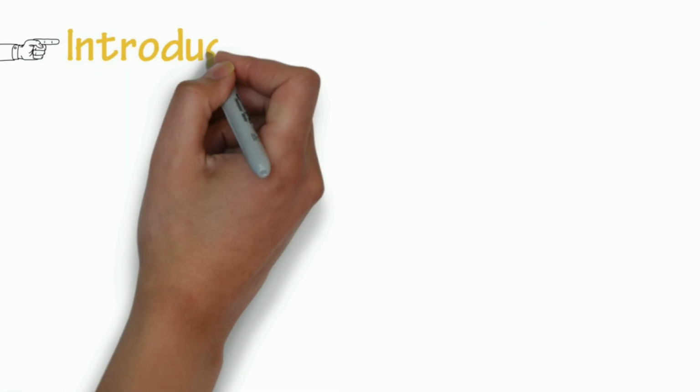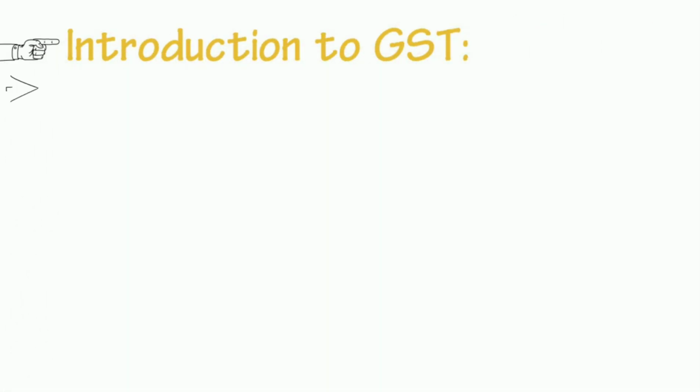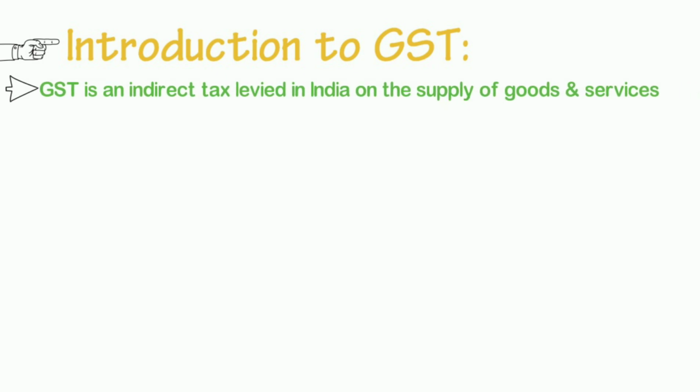Why not? So now let's move on to the main part of this video, that is Introduction to GST. GST is an indirect tax levied in India on the supply of goods and services. Guys, can you notice one thing here, that the term used is supply rather than sale, which was the term in the previous indirect taxation law. This means that whenever there is supply of goods and services, GST will be levied on it.